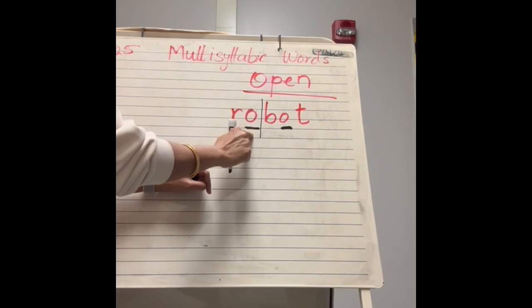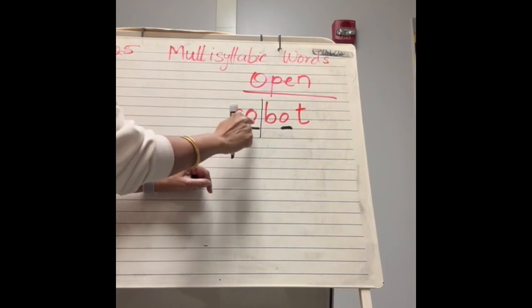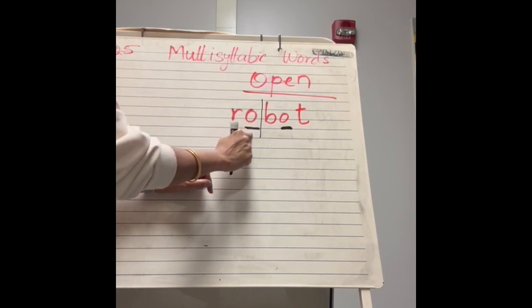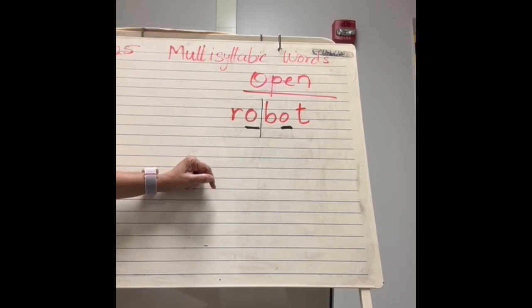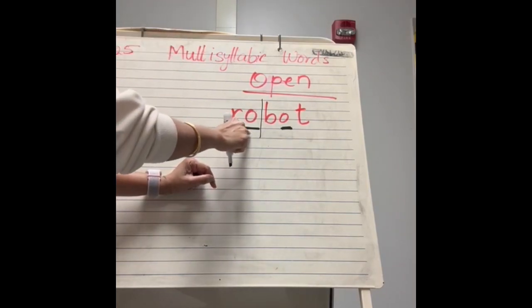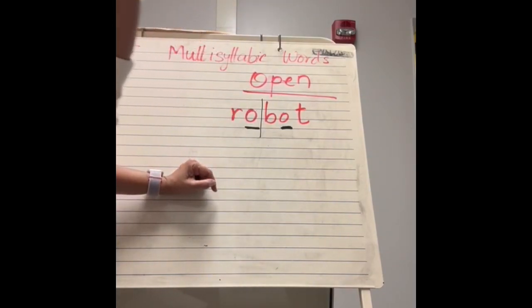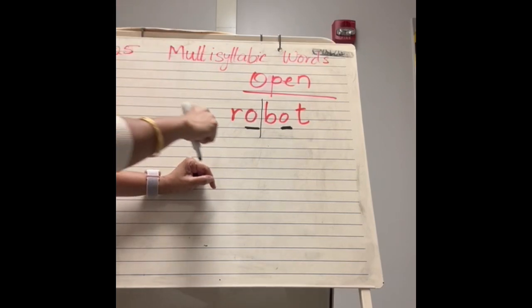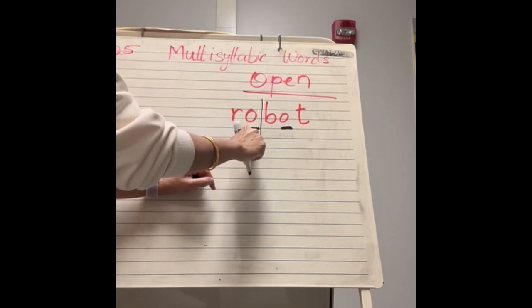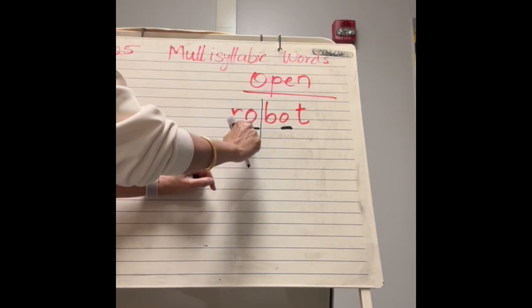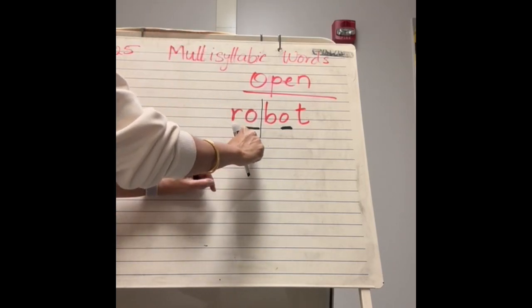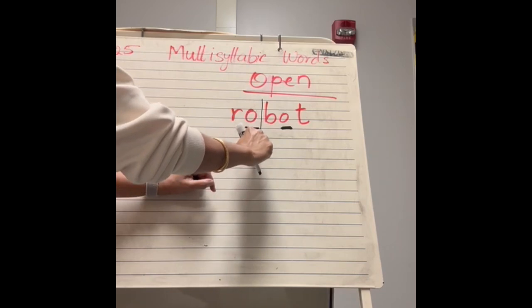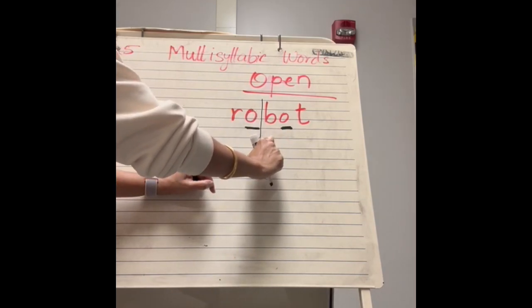When the syllable ends with a vowel, we call it an open syllable. So when it is an open syllable, the O, or the vowel in that syllable, says its long name. So R, O, ro. And then let's come back to the next one.